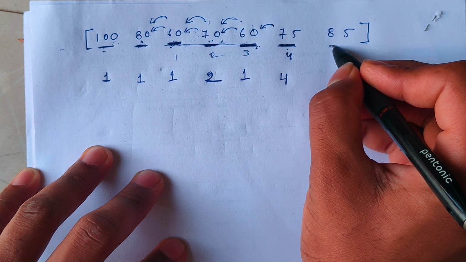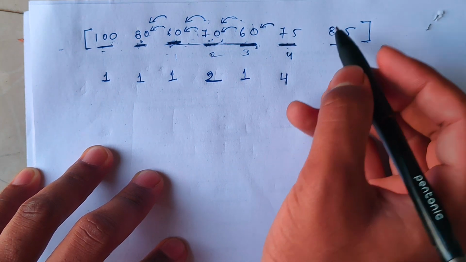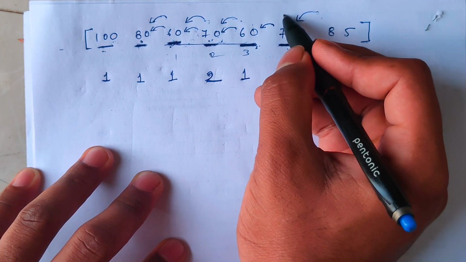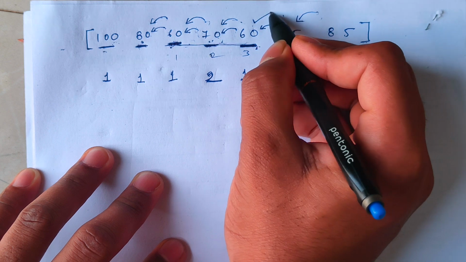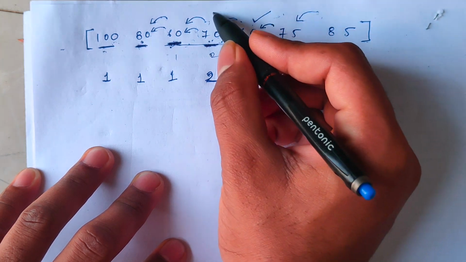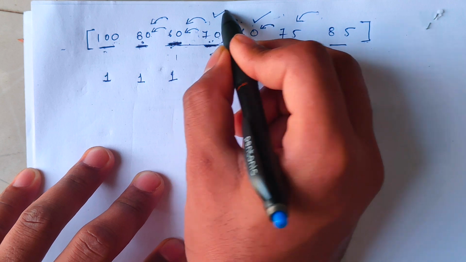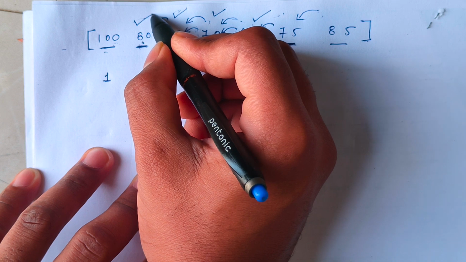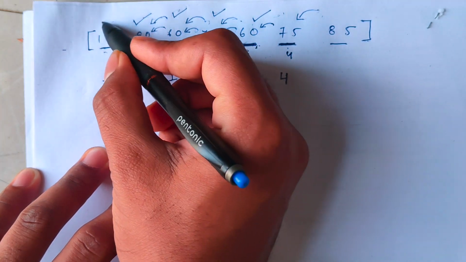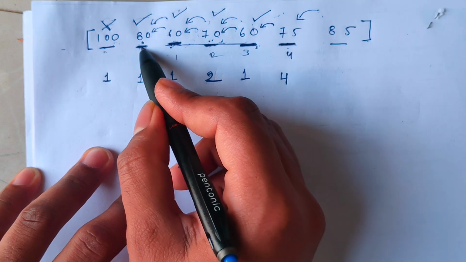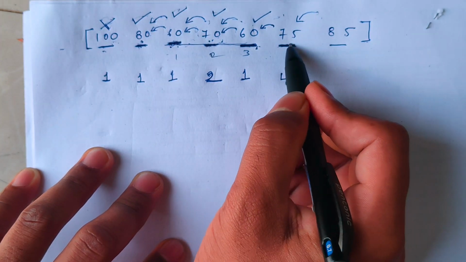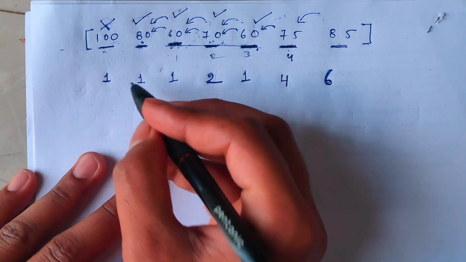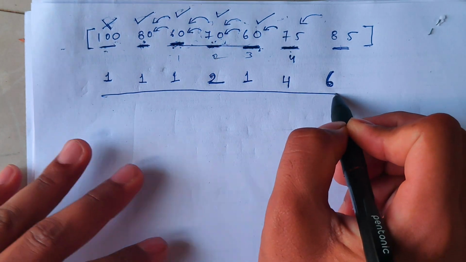So if we see 85, let's see, 75 is less than or equal to 85, 80, 60 is less than or equal to 85, 70 is less than or equal to 85, 60 is less than or equal to 85, 80 is less than or equal to 85, 100, no, it is not. That's why 1, 2, 3, 4, 5 and itself 6. So this is the array we need to return.